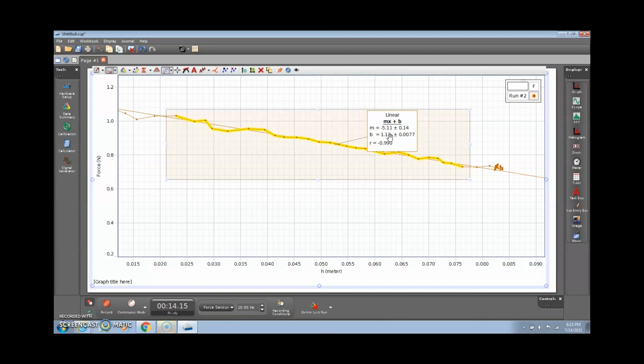Okay, this is basically the way I gather data for the 3 runs for salt water, alcohol, and water. Okay, and basically that's the experiment. Data will be provided for you, unless you're actually doing this experiment.